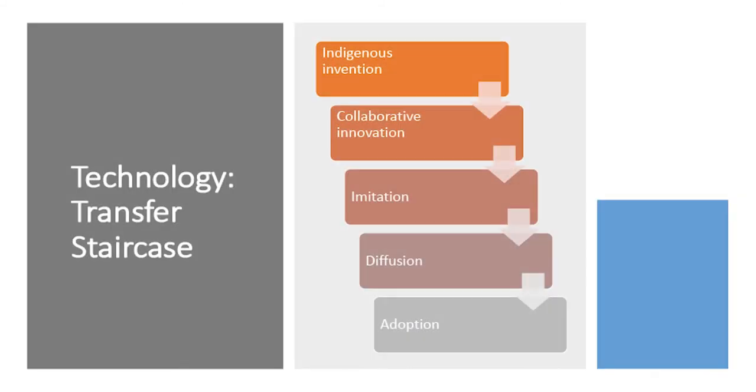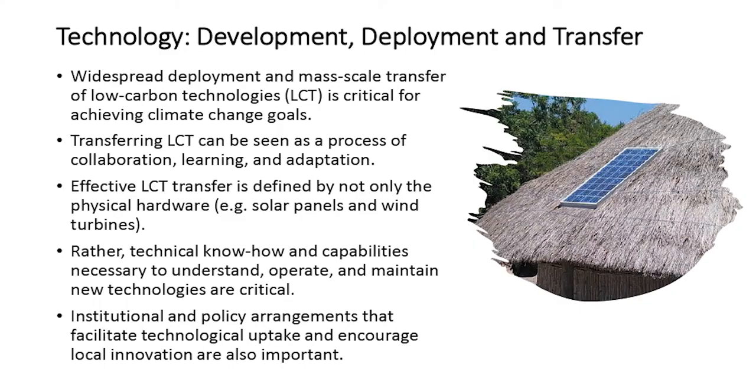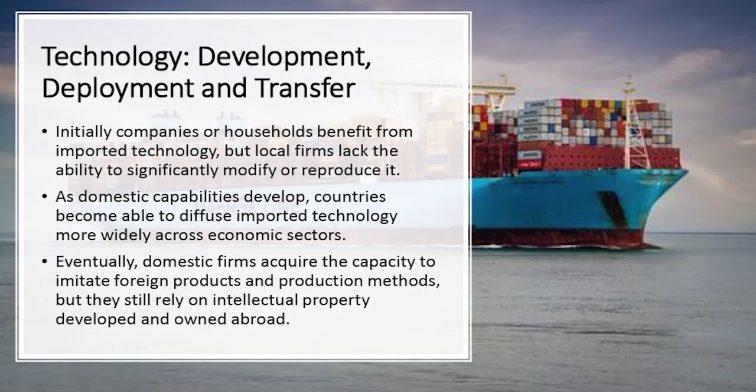We're talking about indigenous interventions. If you've got local technologies, let's use them. We can collaborate. We can do imitation. We can do diffusion. We can do adoption. So all these things are necessary when you're going to move towards a low carbon transition. Then you also see other issues in terms of deployment, the yoke of intellectual property rights.